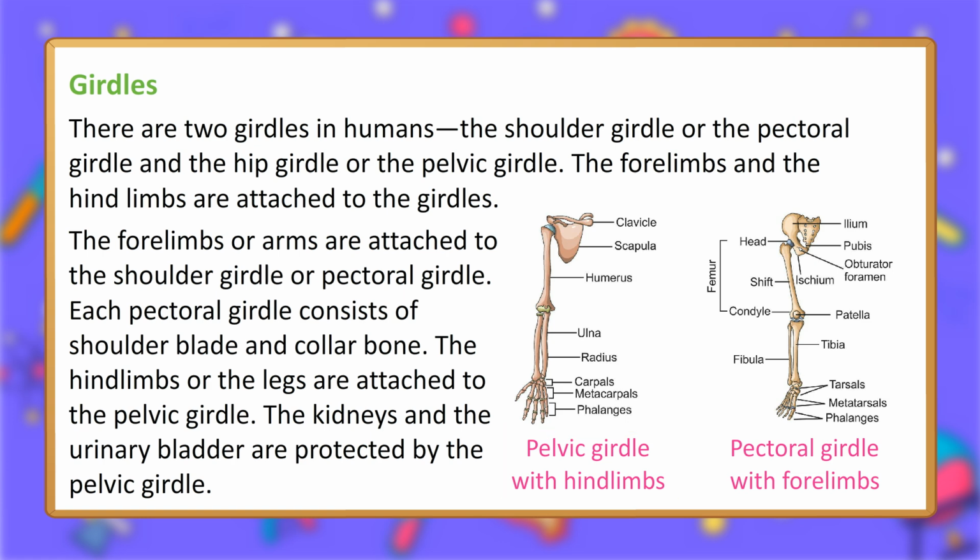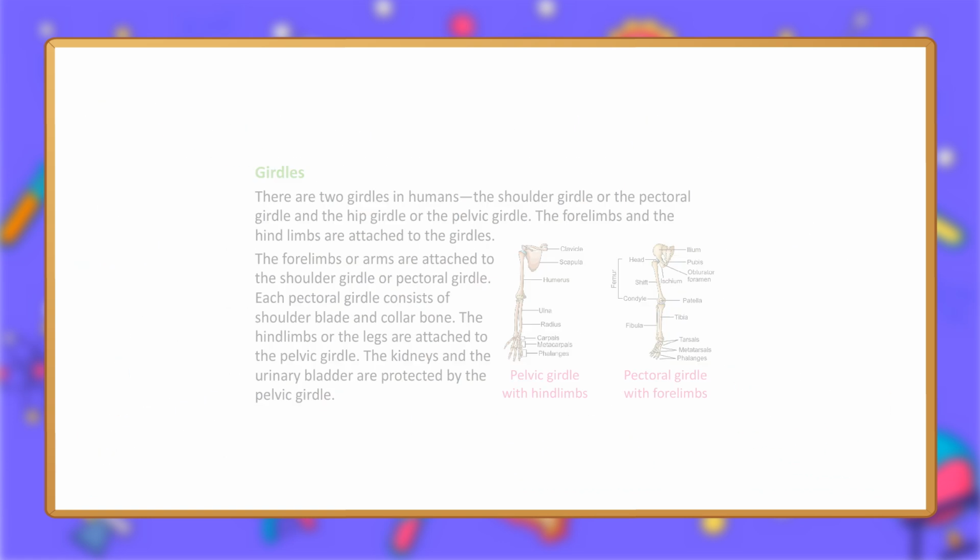Pectoral girdle with forelimbs: clavicle, scapula, humerus, ulna, radius, carpals, metacarpals, phalanges. Pelvic girdle with hindlimbs: femur, head, shaft, condyle, fibula, ilium, pubis, obturator foramen, ischium, patella, tibia, tarsals, metatarsals, phalanges.